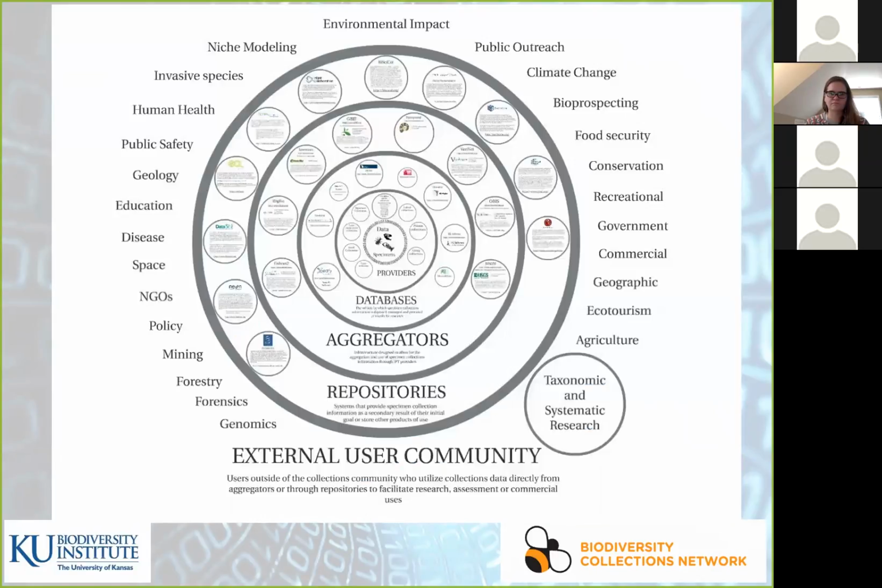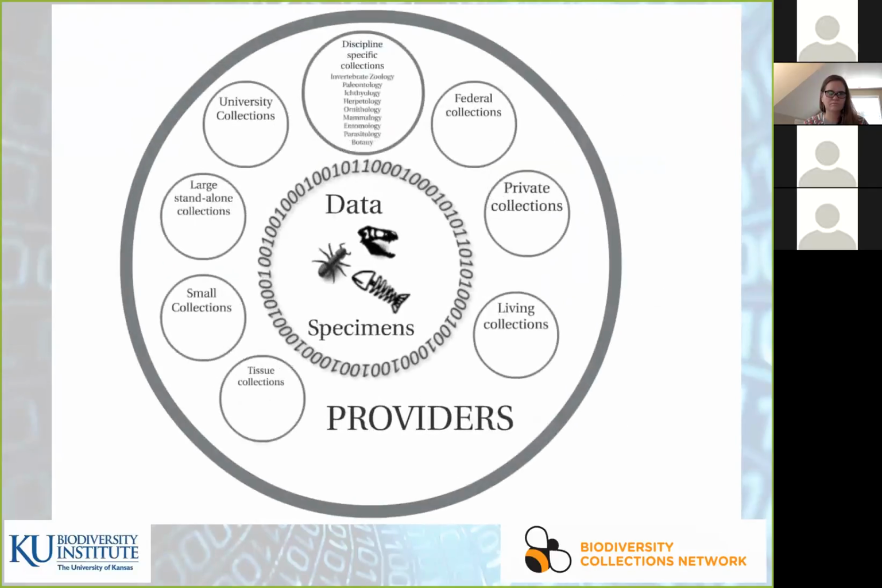So if we look at the landscape of what our community looks like in the universe, this is a diagram that I drew up some time ago, looking at the various levels of interaction that go on in our community. It obviously starts out with the data and specimens being collected in the field and then being databased into these collections, no matter what kind of collection they are: federal collections, university collections, small collections, tissue collections, living collections, whatever the case may be.